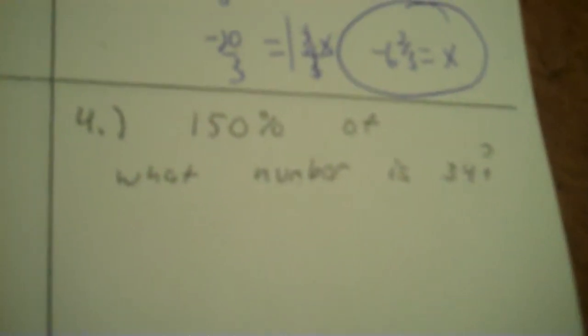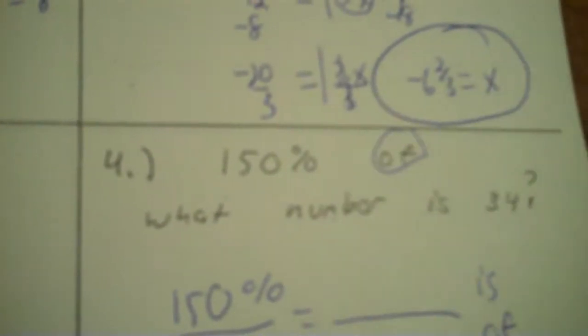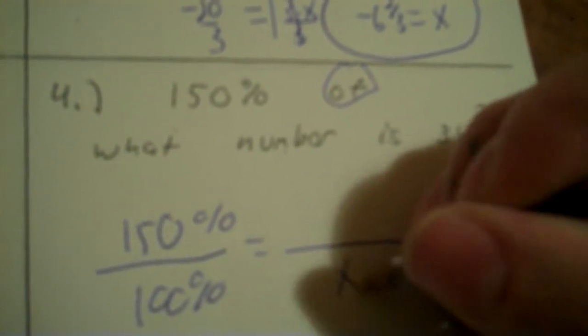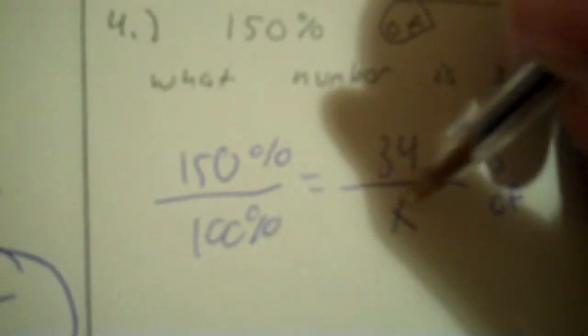Okay, 150% of what number is 34? 100% over that, then it's is over of. So 150 is my percent, and after of I see what number. So of, we don't have the of value, so that's x, and then 34. Okay, so I know that 150 times x is equal to 100 times 34, so I find the product of 100 times 34 and then divide by 150. And then I go second, PRB, equals 22 2/3.